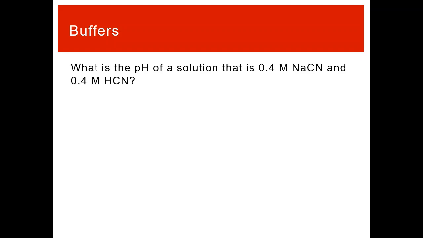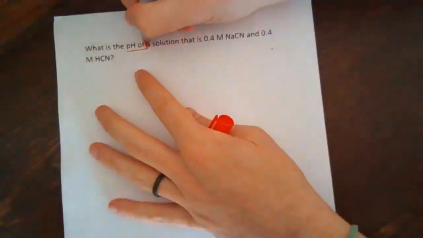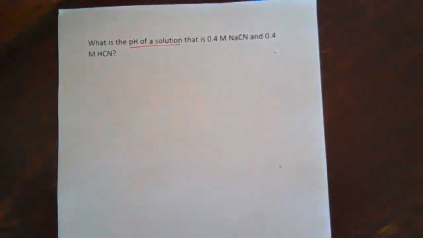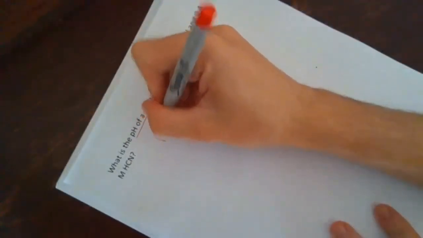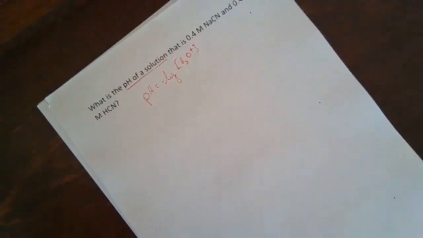What is the pH of a solution that is 0.4 molar NaCN, that's sodium cyanide, and 0.4 molar HCN, that's hydrocyanic acid? So what is the pH of a solution? We have calculated the pH of a lot of types of solutions, and in general, we've always had the approach that pH is the negative log of the hydronium concentration. So we need some information on the acidity of the solution. And so we'd always ask ourselves, what's in the solution?